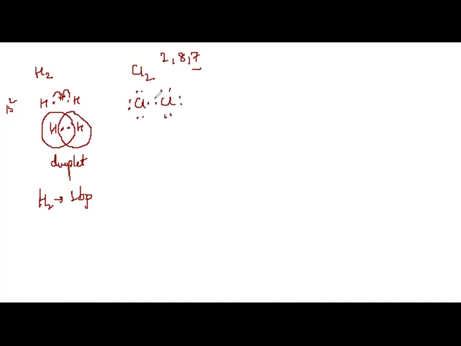Can it involve in transfer? No, they will be involved in sharing. So this will contribute, this will also contribute. So I'll have Cl-Cl. There will be how many bond pairs? There will be one bond pair, and rest all are what? Rest all are unshared pairs, which are called as lone pairs. Is that right?